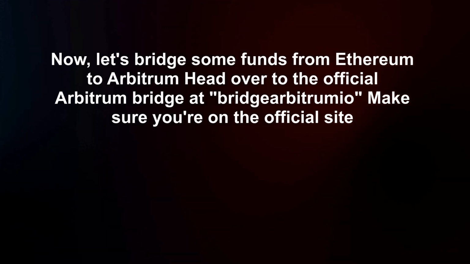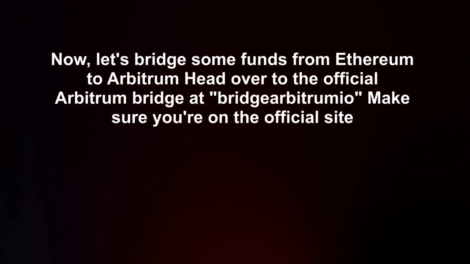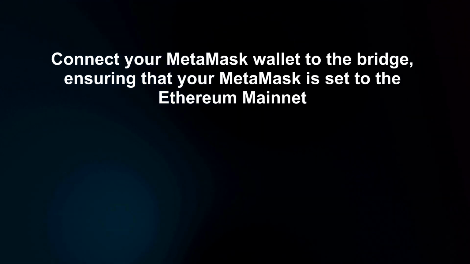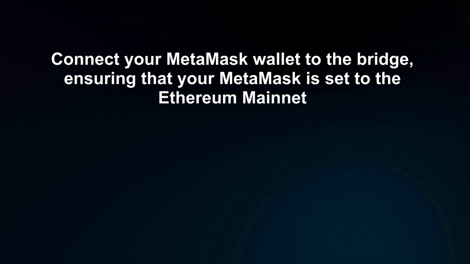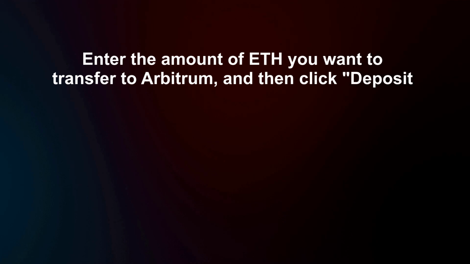Now, let's bridge some funds from Ethereum to Arbitrum. Head over to the official Arbitrum Bridge at bridge.arbitrum.io. Make sure you're on the official site. Connect your MetaMask wallet to the bridge, ensuring that your MetaMask is set to the Ethereum mainnet. Enter the amount of ETH you want to transfer to Arbitrum, and then click Deposit.